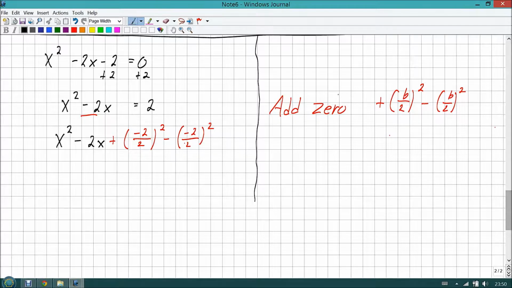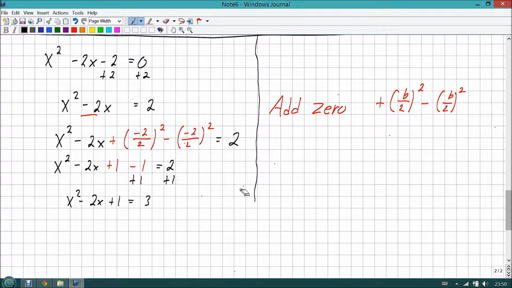Not feeling so good. Alright, now this is still equal to 2, brought down from up here. From here we go -2 divided by 2 is -1, squared becomes +1. So I have x squared minus 2x, and then I have both +1 and -1 is equal to 2. Again, I want to keep the positive on the side with the x squared. So we'll have x squared minus 2x plus 1 is now equal to 3.